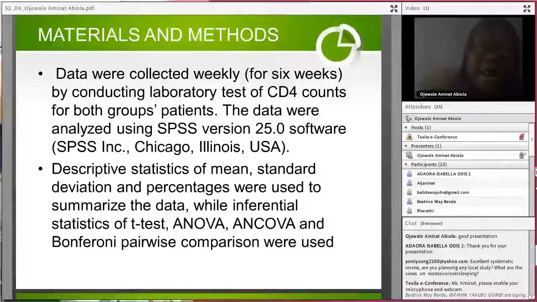The data were analyzed using SPSS version 25 software. Descriptive statistics of mean, standard deviation, and percentages were used to summarize the data, while the inferential statistics of t-test, ANOVA, ANCOVA, and Bonferroni pairwise comparison were used to test for significant differences.